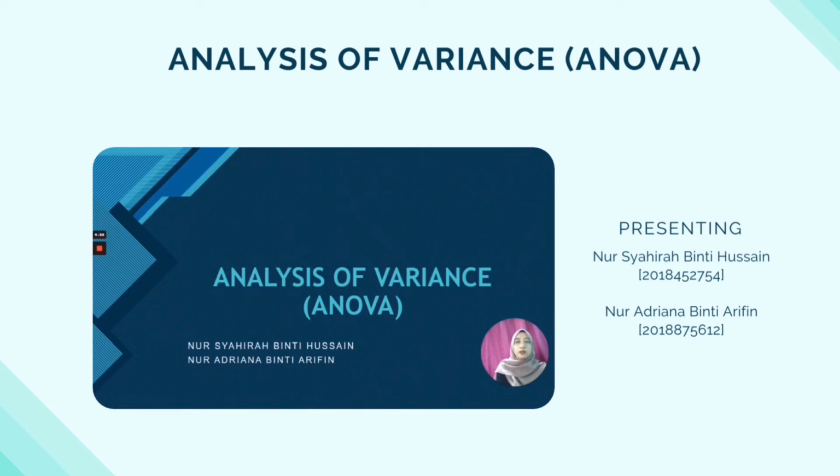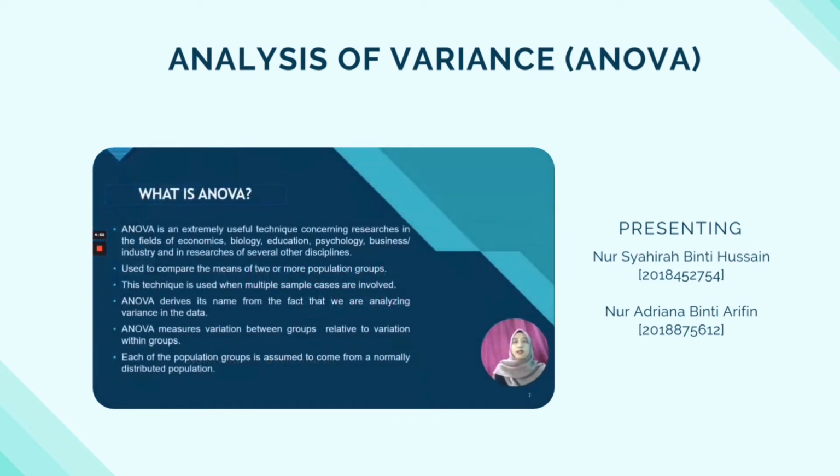Today I would like to talk about the analysis of variance, ANOVA. What is ANOVA? ANOVA is an extremely useful technique concerned with research in the fields of economics, biology, education, psychology, business, industry, and research in several other disciplines. It is used to compare the means of two or more population groups. This technique is used when multiple sample cases are involved.